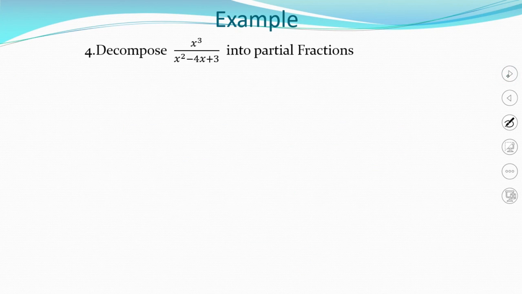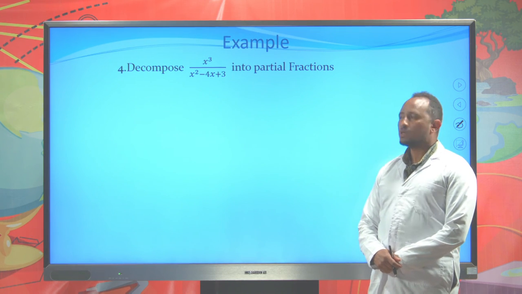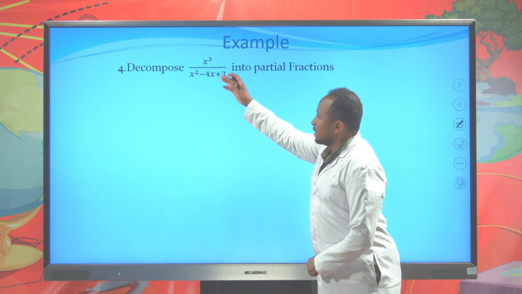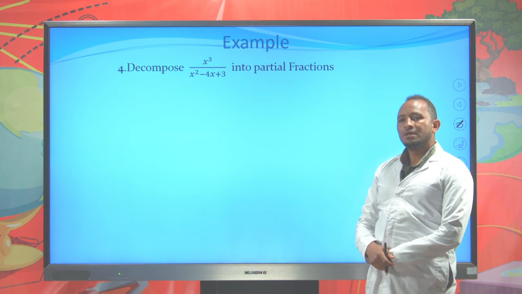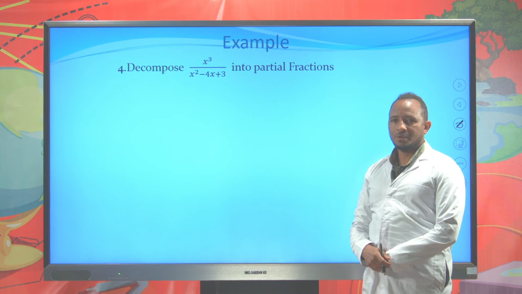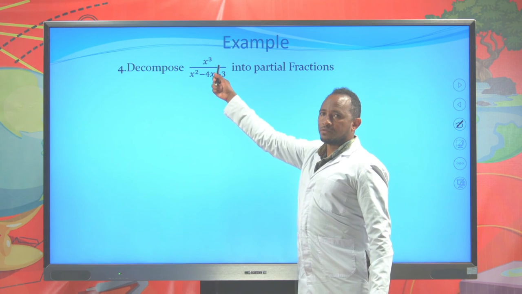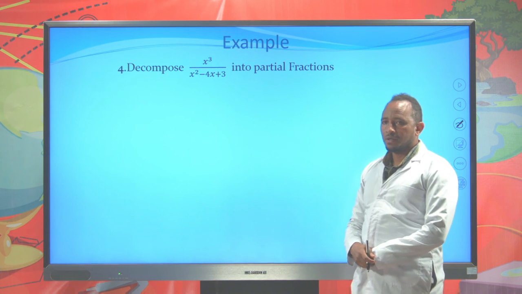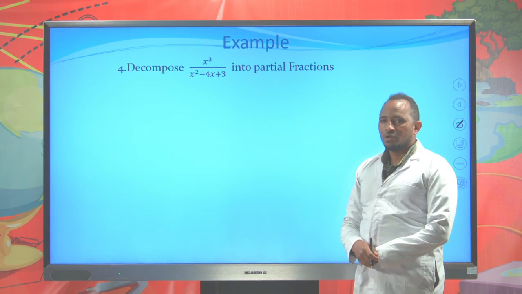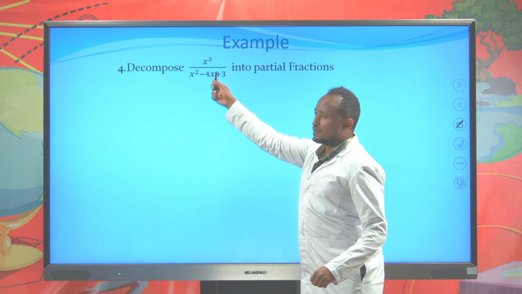Okay, now, the next example, let's see this one. x cubed over x squared minus 4x plus 3. Let's decompose this into partial fractions. When you see this rational expression, this is not a proper rational expression because the degree of the numerator is greater than the degree of the denominator. So, in this case, you have to divide this expression first.